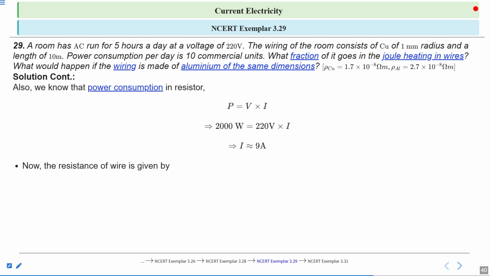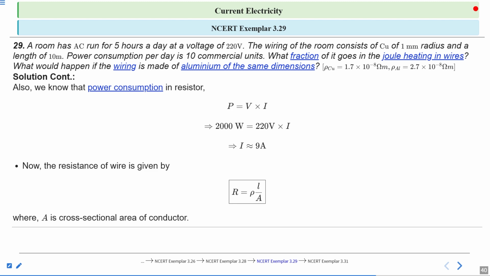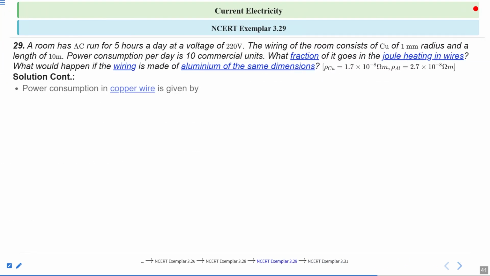Now the resistance of the wire is given by rho L by A. L is given 10 meter. Area, radius is given 1 millimeter, and rho of copper is given 1.7 into 10 to the power minus 8 ohm meter. Put these values to find the resistance. Where A is the cross sectional area of the conductor. So power consumption in copper wire is given by P Cu, that is power consumption in copper wire, equal to I square R. R is rho L by A. So put the rho L by A in this equation.